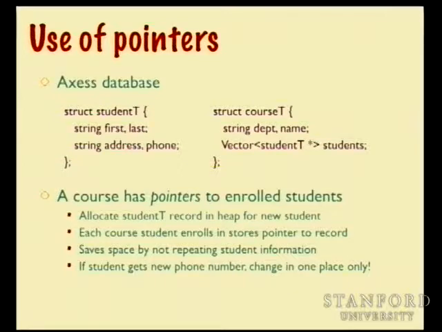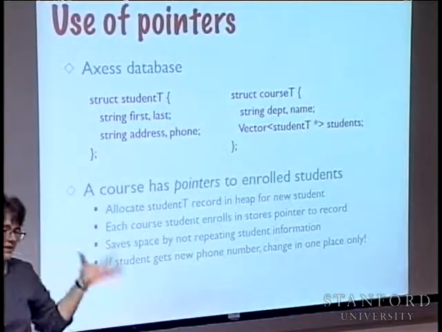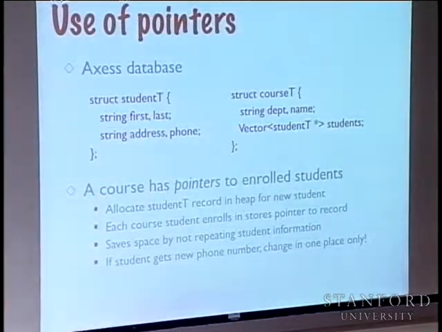It could be that every class that Michelle is enrolled in copies her whole structure into it. So if I had declared this vector here as holding student T without the star, it would hold real student T structures. Then every class Michelle was enrolled in would have a copy of her structure. I would say add Michelle's record to this class. Well, each of those would make a full copy. Her first name, her last name, her address, her phone number, however big this record is, would be duplicated throughout the system in every class she was enrolled in.